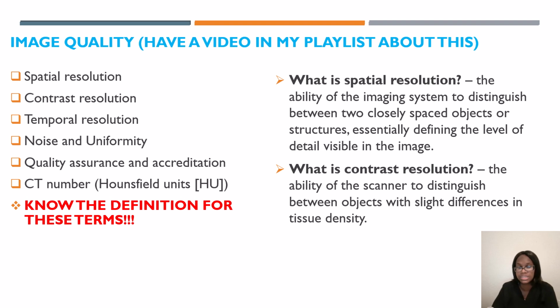So when you think of spatial resolution, think of something so fine that you're trying to visualize. What is contrast resolution? The ability of the scanner to distinguish between objects with slight differences in tissue density. Think of whenever you give patients contrast for abdomen scans or for any CT scans. Spatial resolution and contrast resolution are vocabulary terms that could be hard for people to grasp, but knowing the terms is very important.